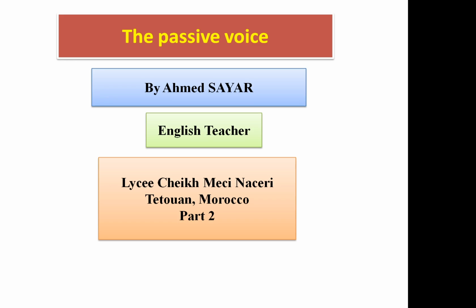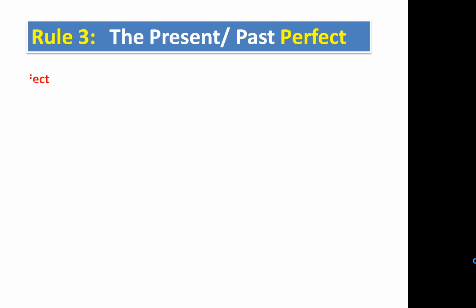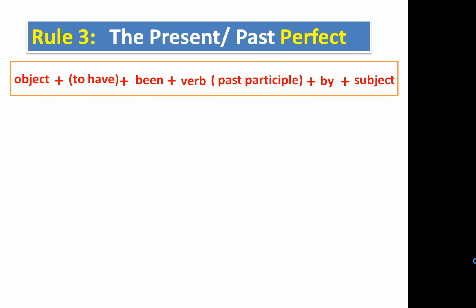This is part 2. Again, let's go over rule number 3, and it's going to be about the present or past perfect. The rule is this: the object plus to have plus been plus the verb in the past participle plus by plus the subject.